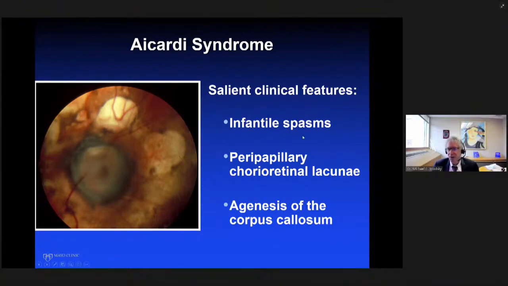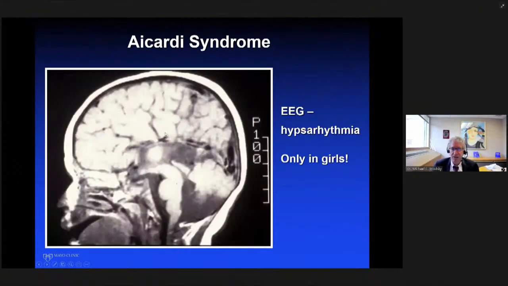And it's in girls with infantile spasms. So if you get referred a patient with infantile spasms, there are hundreds of causes, but the two ophthalmic causes are Aicardi in girls and tuberous sclerosis can cause that. So you look for astrocytic hamartoma. And they have complete agenesis of the corpus callosum, unlike the optic nerve hypoplasias where it's just small. And they have all these intracranial cysts.